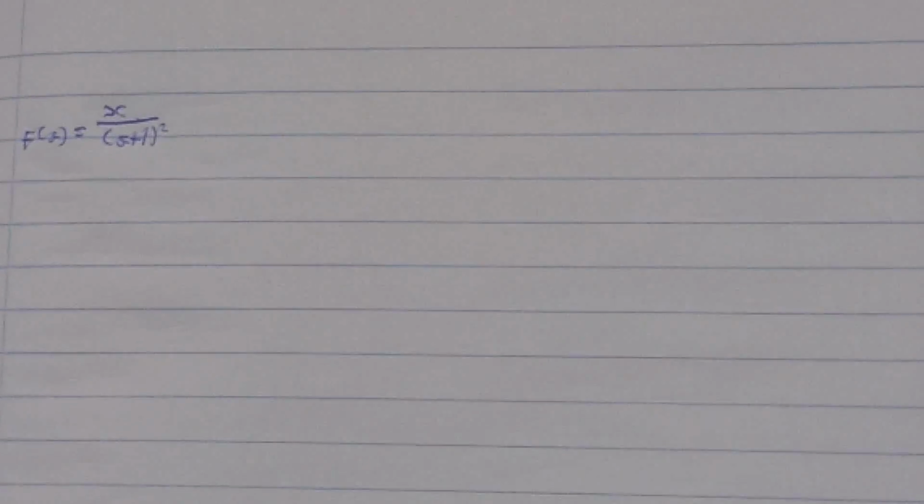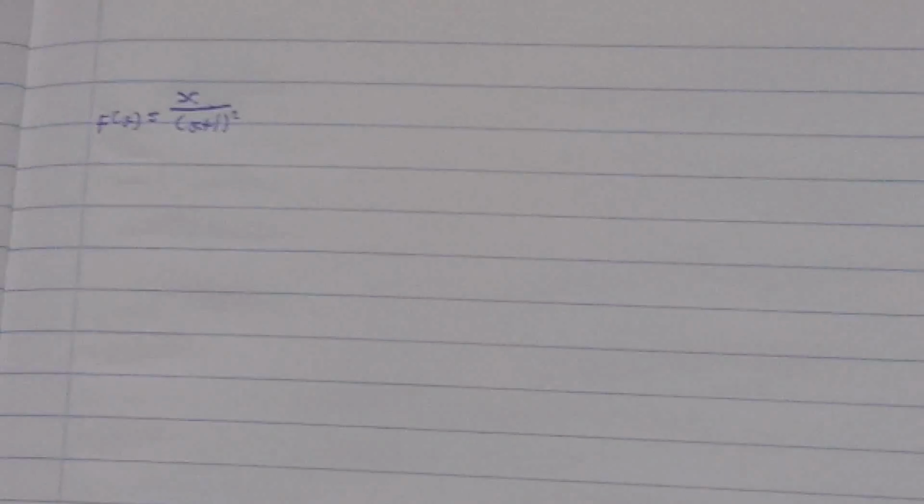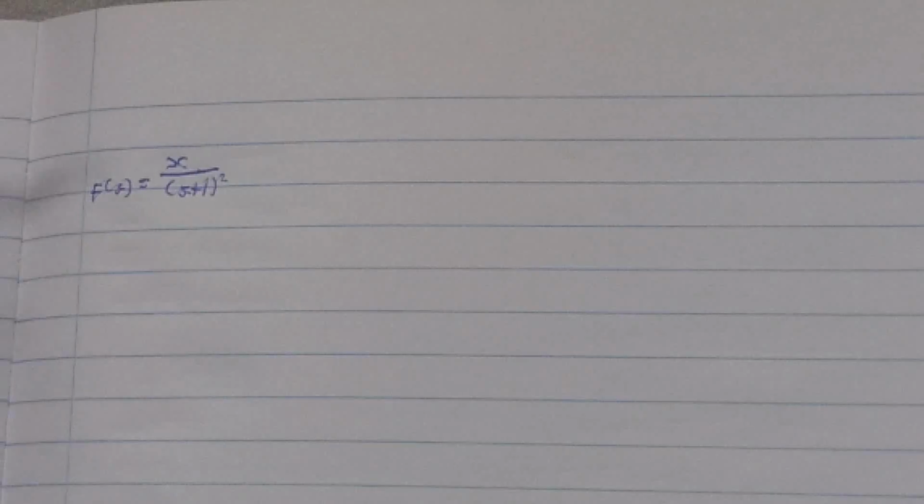So the first function is f of x equals x over in brackets x plus 1 squared. So the first thing that we do is identify this function. It is a rational function, meaning that it has to have a vertical asymptote.